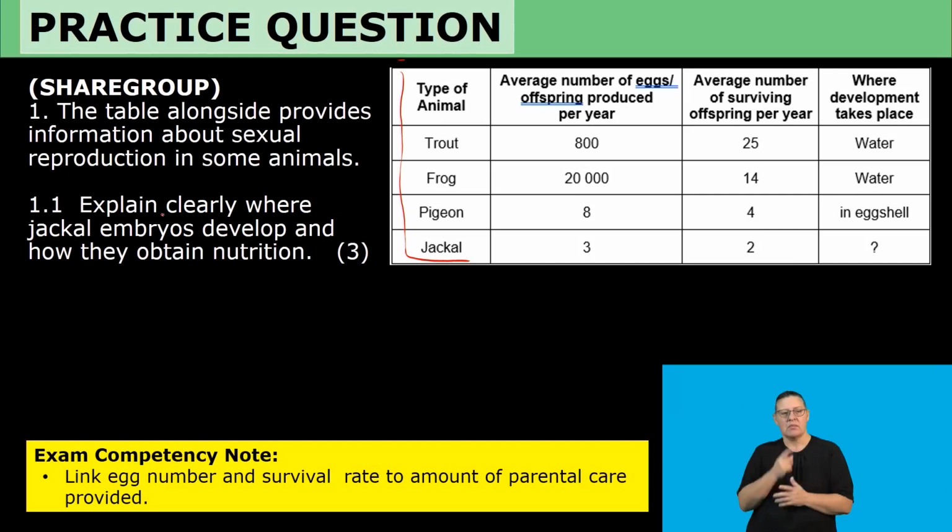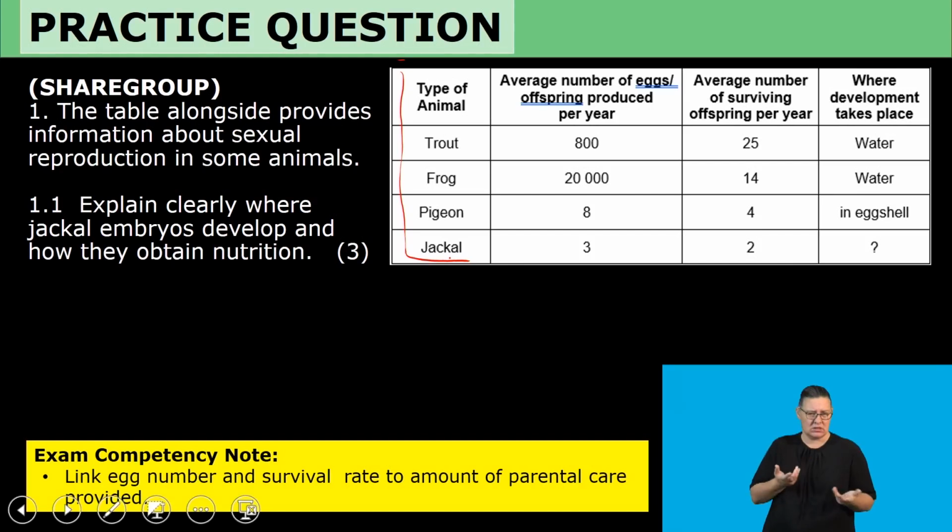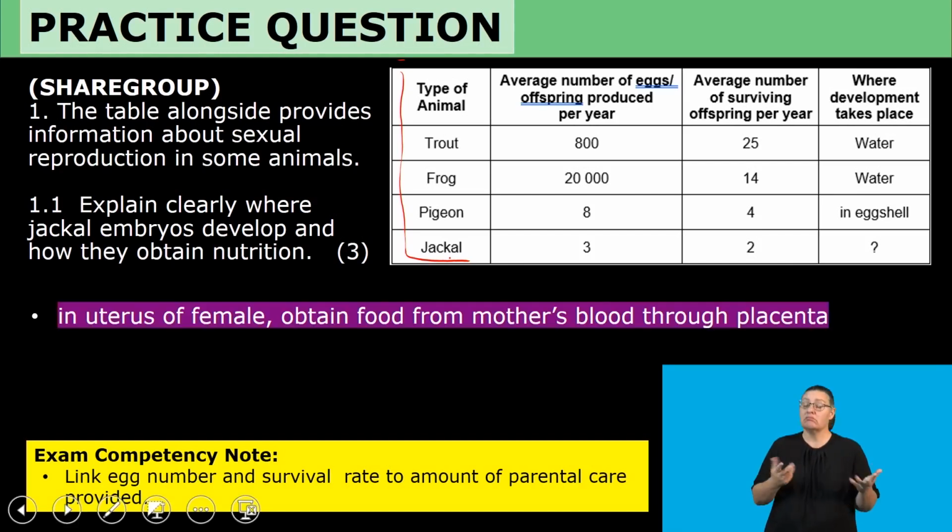Question 1.1. Explain clearly where the jackal embryos develop and how they obtain nutrition. So we're looking at jackals here. You need to explain how they develop and how they obtain their nutrition, their food. They develop in the uterus in females and obtain food from the mother's blood through the placenta.